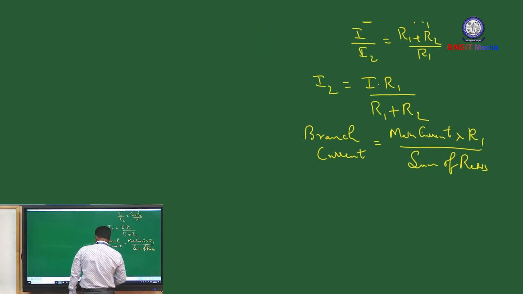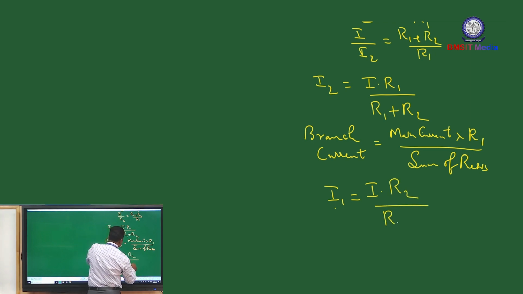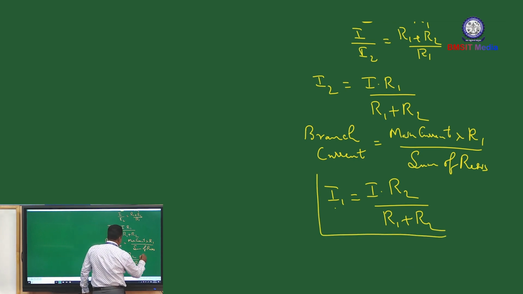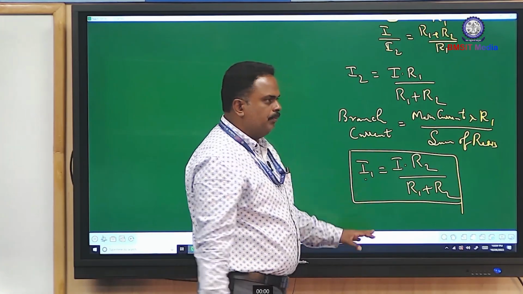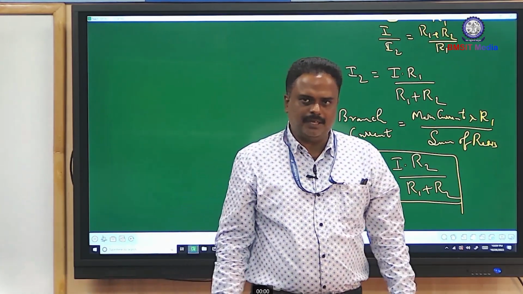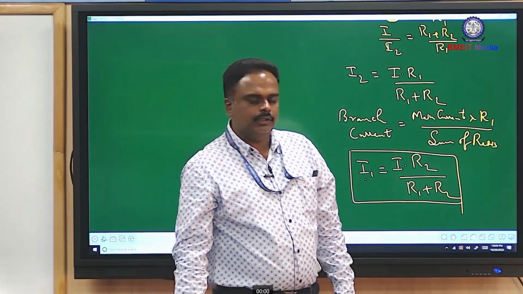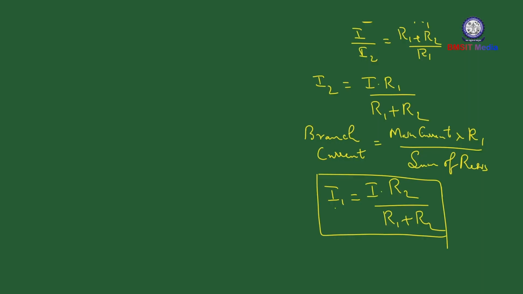Similarly, we can write for I1 also, branch current is equal to main current into resistance of the other branch. For this current, resistance of the other branch is R2 divided by sum of the resistances. So this is the formula or equation for branch current. If you know the main current and resistances, you can compute the current through any branch. This is called branch current rule. Thank you.